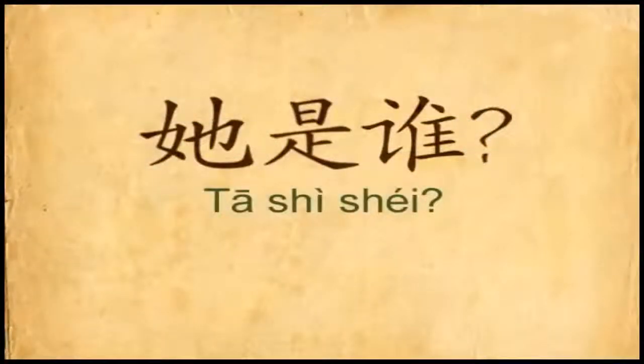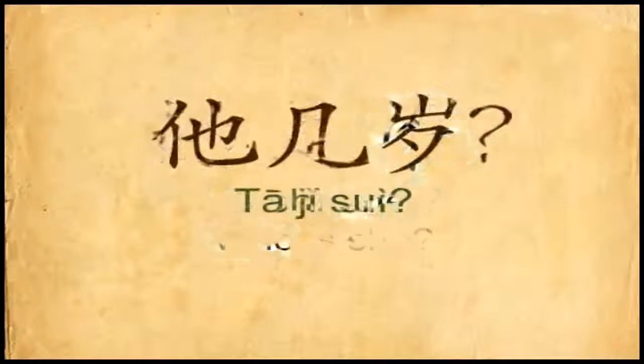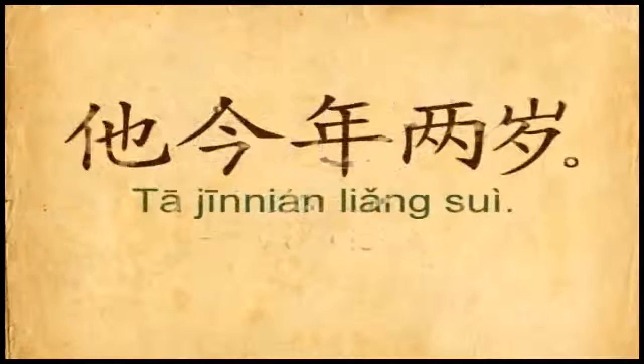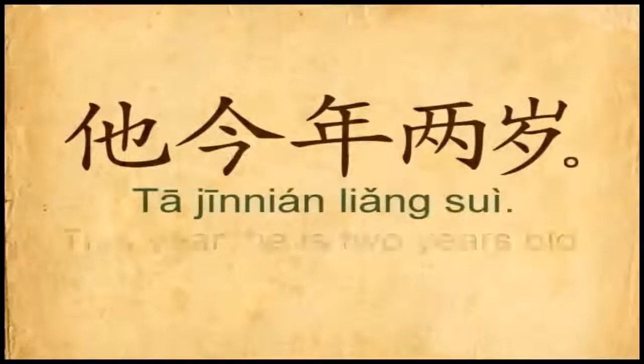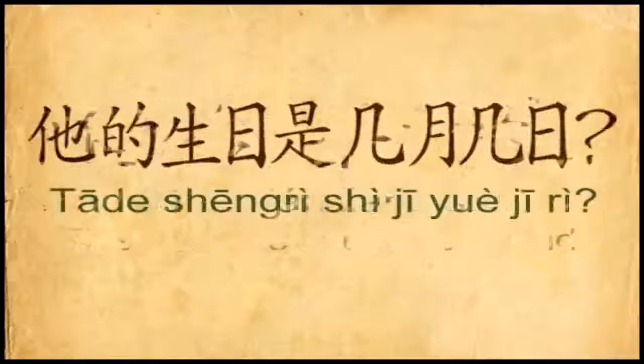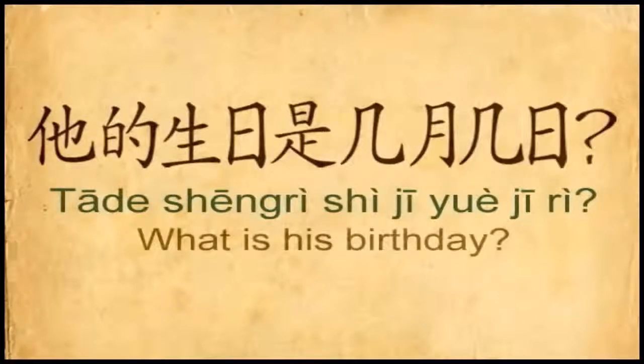她是谁 Who is she? 他几岁 How old is he? 他今年2岁 This year, he is 2 years old. And 他的生日是几月几日 What is his birthday? Or the literal meaning, his birthday is how many month, how many day? Now you can ask questions that will help you identify people and talk about someone's age, including your own.